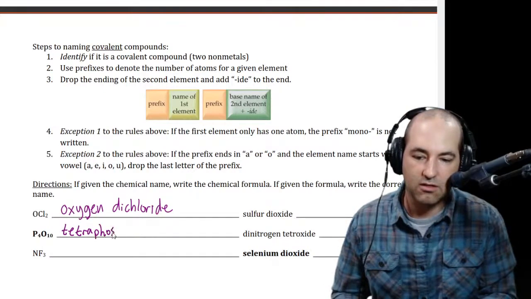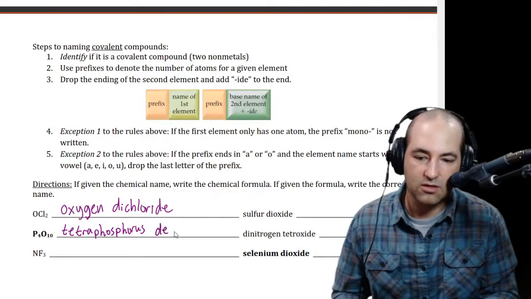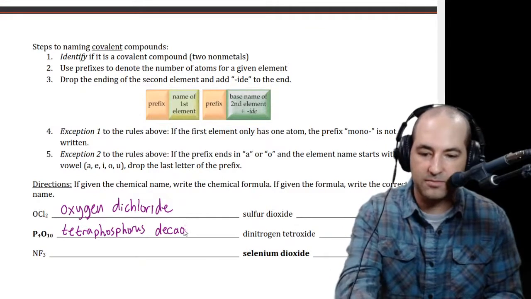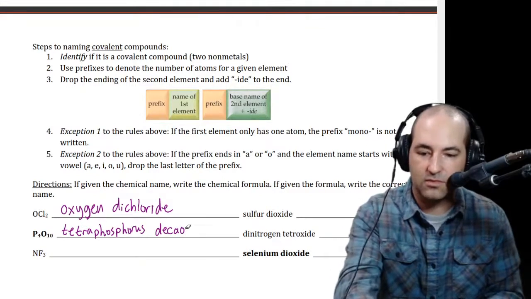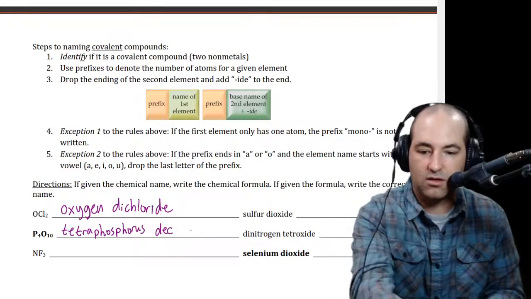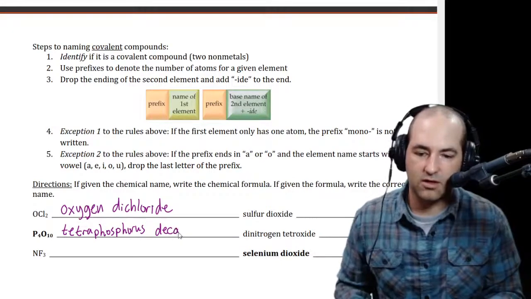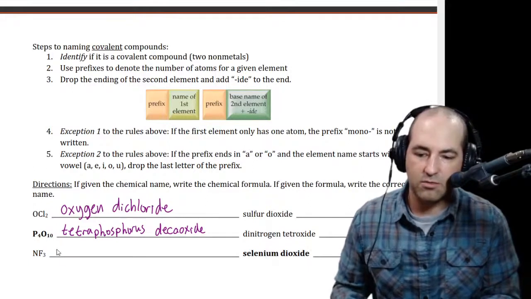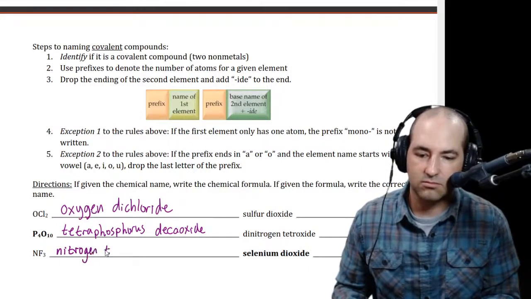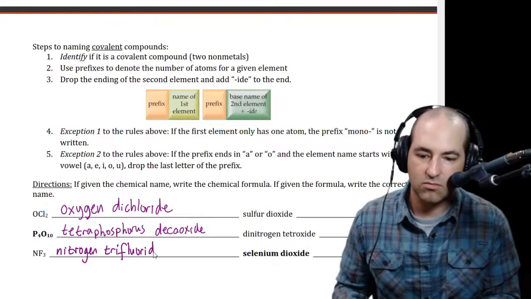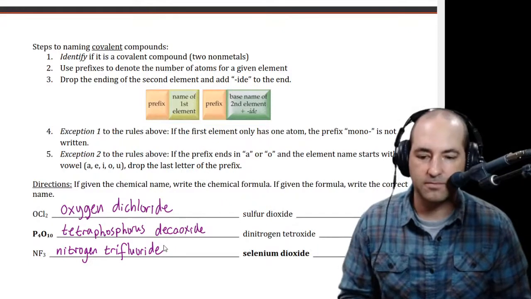P4O10 would be tetraphosphorus decaoxide. Actually, I think that one's left there. And then this one would be nitrogen trifluoride.